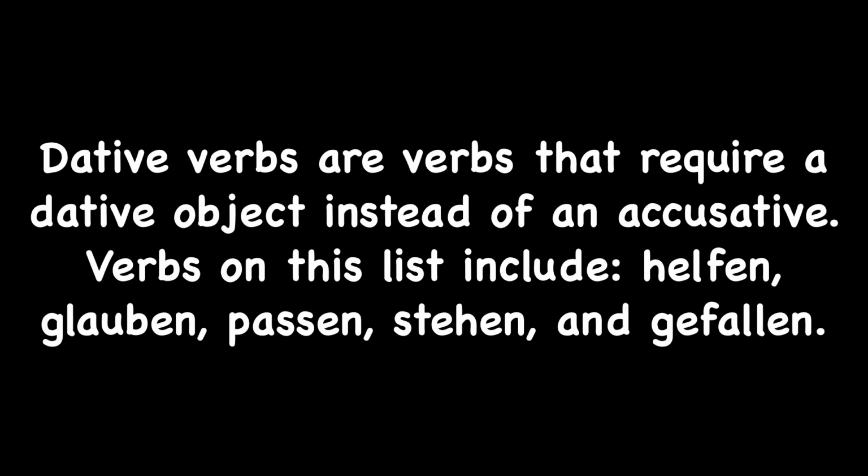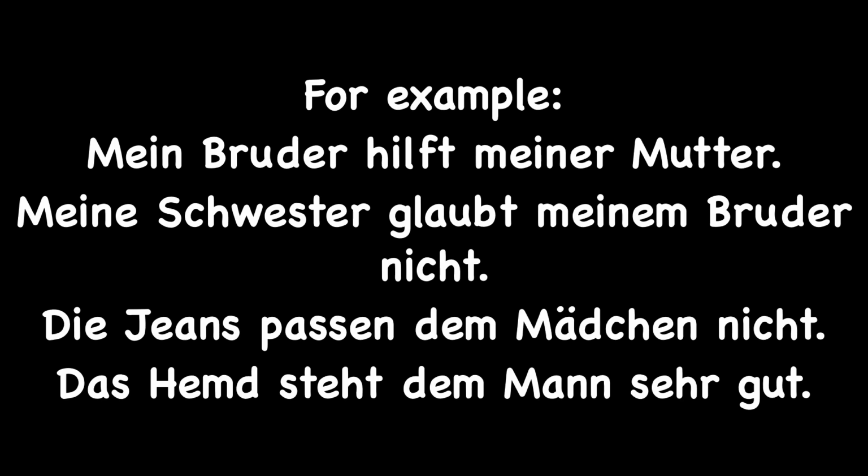Dative verbs are verbs that require a dative object instead of an accusative. Verbs on this list include helfen, glauben, passen, stehen, and gefallen. For example, mein Bruder hilft meiner Mutter. My brother helps my mother. Now normally we would think that my mother, being the one being helped in this sentence, would be the direct object. But because helfen is a dative verb, it takes the er ending on meine to make it meiner Mutter.